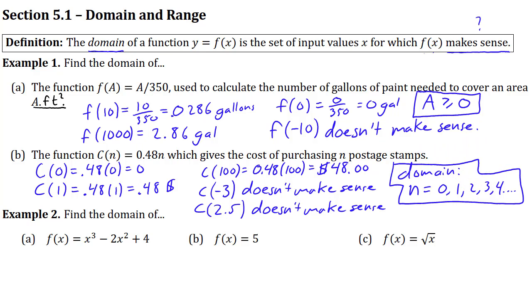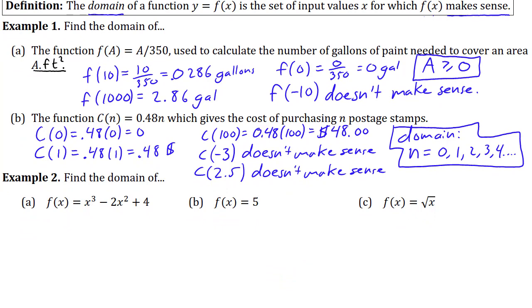So that's the way this works in a real life situation. You need to think about what makes sense in real life for that to work. But what if you just have a formula, like just a sort of abstract function like this? In this case, what makes sense is determined by the different kinds of arithmetic you can do. So let's look at this first one. F of x equals x cubed minus 2x squared plus 4.